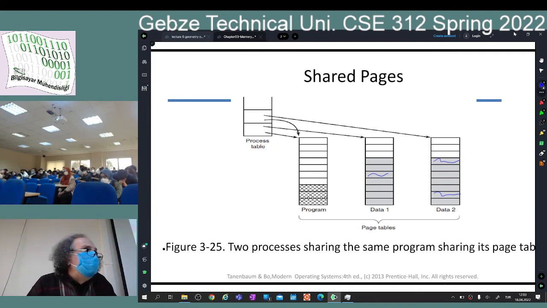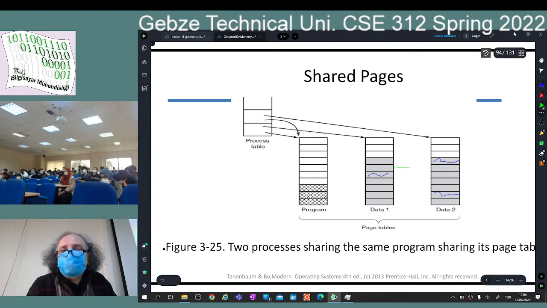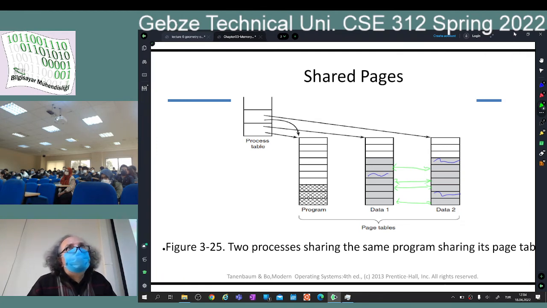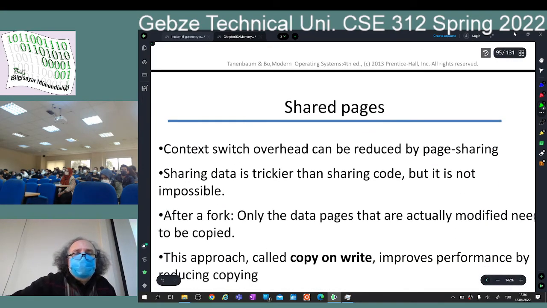Okay? So there is no reason for me to copy these because this is exactly the same copy. I am not modifying these. Okay? Since these are exactly the same copies, I am not modifying them. Maybe I should share them too. Okay? So there is a policy, there is a technique to do that.